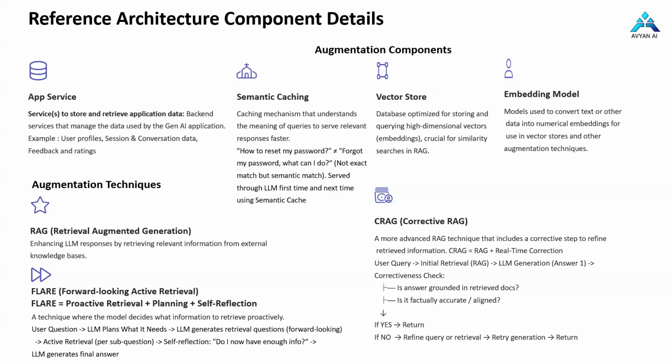So the caching here: when you ask for the first time, how to reset my password, it is served through the LLM the first time. Next time it uses the semantic cache. We know caching, right? We've been using caching in all our applications for ages. So the same concept here also, but the only thing is it uses semantic match. That's a very unique thing. It understands that your intention is the same even though you're asking in a different way. So that's what semantic caching is.